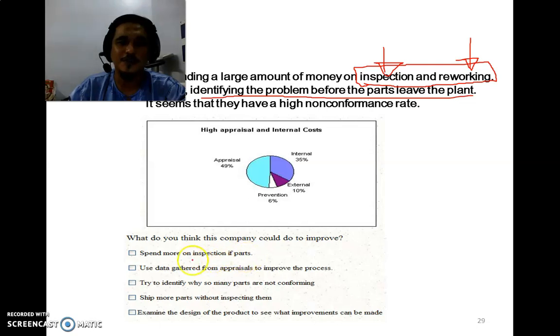Spend more on the inspection process, use data gathered from the appraisal to improve the process, try to identify why so many parts are not conforming, ship more parts without inspecting them, examine the design of the product to see what improvement can be made. So based on my suggestion, number one, use data gathered from the appraisal cost to improve the process. Number two, examine the design of the product to see what improvement can be made. For example, we learned about the DOE, before that we learned about the MSA, right?